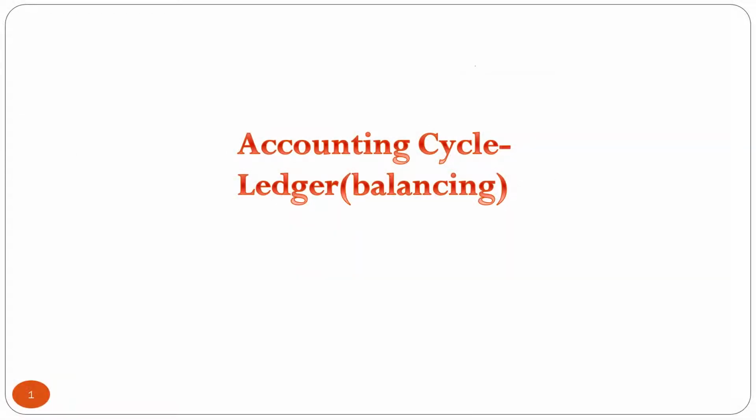Good morning everyone. In this video, we will understand the balancing part of the classification process. There are basically two steps under the classification process. First is posting the journal entries to their respective accounts, and second is balancing of different accounts. We have already learned the first step. Now we will move one step ahead.